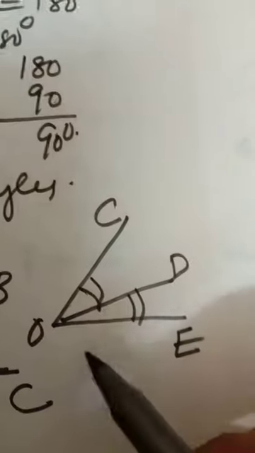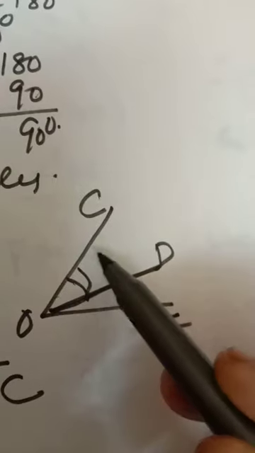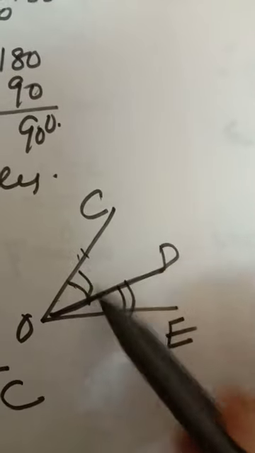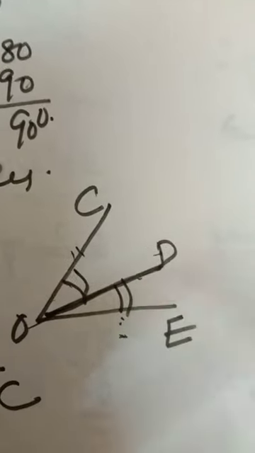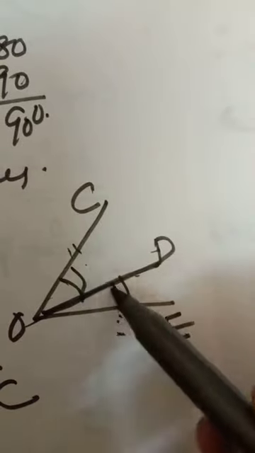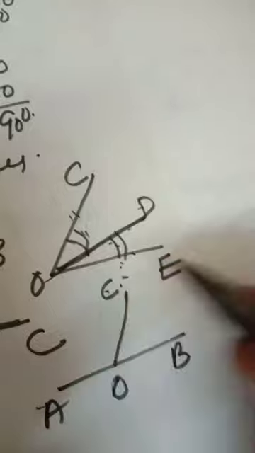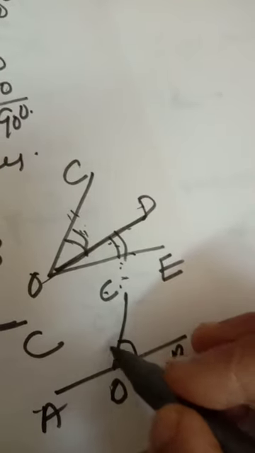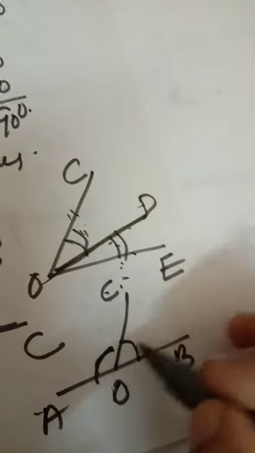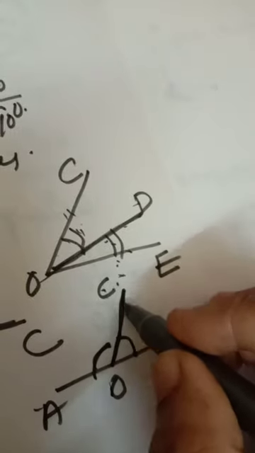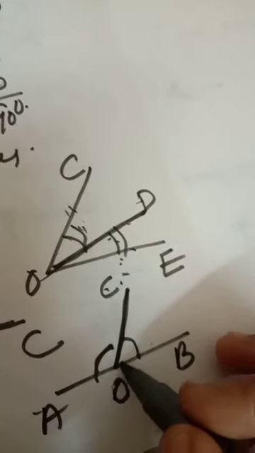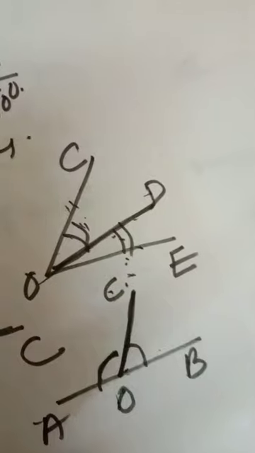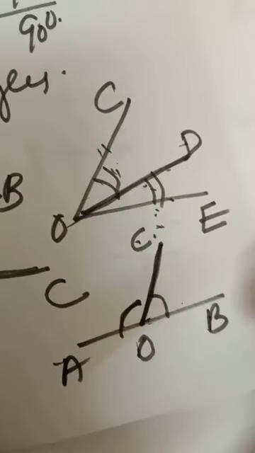See here. Next, COD and DOE are adjacent because OD is the common arm and the other two arms are on opposite sides of the common arm. These angles are called adjacent angles. DOC and BOC are adjacent angles. Yes, these two are also adjacent because OC is the common arm and the other two arms are on opposite sides of the common arm. Clear?